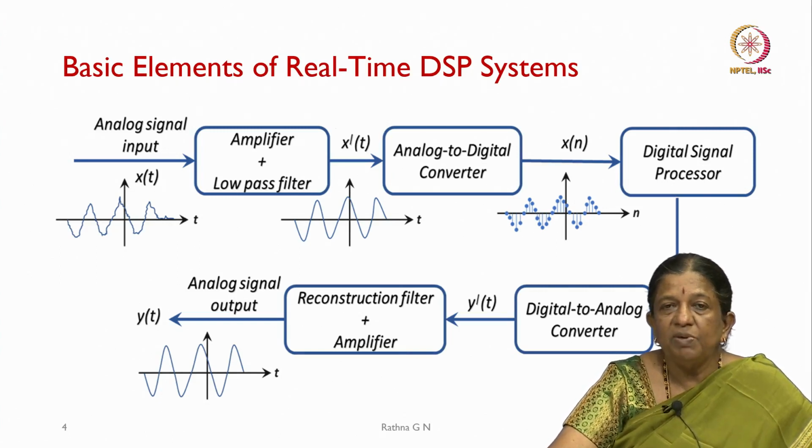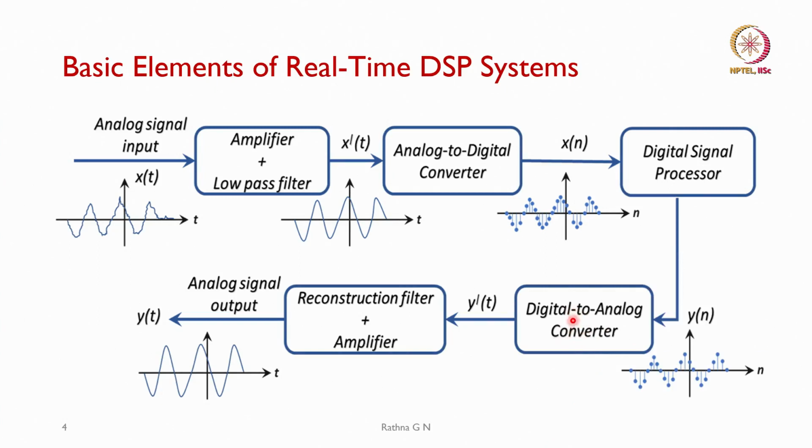Then if it has to be converted back to the analog domain, we have to pass it through the digital to analog converter, so that we will get y'(t) as the output. Then what we need is the analog output in the continuous domain. So we have to do a little bit of amplification, and then we will use the reconstruction filter. Reconstruction filters are usually sinc filters. If time permits, we will take it up, and then we will get the analog signal output.